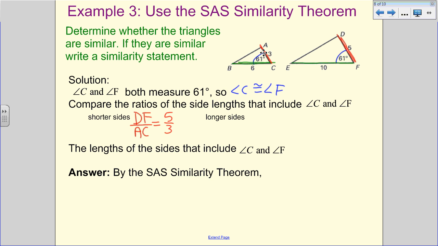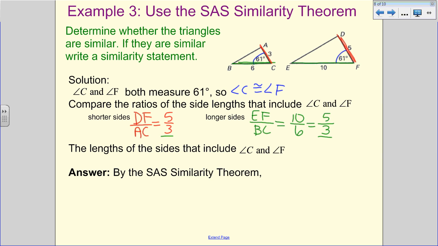If we take a look at the longer sides, we have EF over BC. That's 10/6. Each of those can be divided by 2. So 10 divided by 2 is 5. 6 divided by 2 is 3. And so we do have the included sides having the equal ratios.